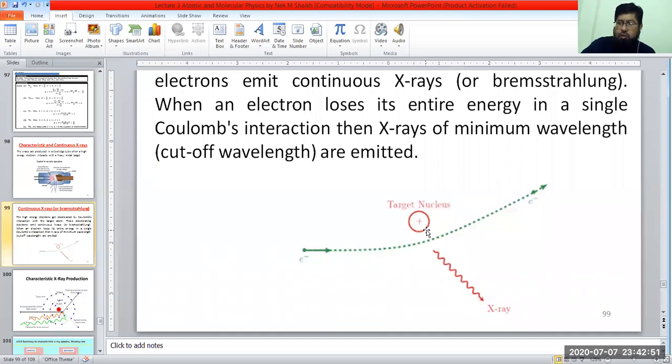So the energy of the emitted X-rays depends upon the impact parameter. One, it depends upon the velocity of the electron, and other, it depends upon the energy of the electron.